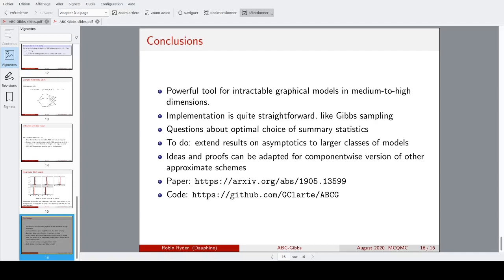Now, one last thing I'd like to say is that the ideas and the proofs used in this paper could be adapted for componentized versions of other approximate schemes. So here it's ABC Gibbs, but you could use the same ideas to have Gibbs versions of whether synthetic likelihood or VB or whatever your favorite approximation is. You can probably adapt some of the ideas, and you can adapt some of the proofs. The proofs in this paper rely on couplings between the Gibbs version and the standard version, and you can probably adapt this for Markov chains for other approximations.